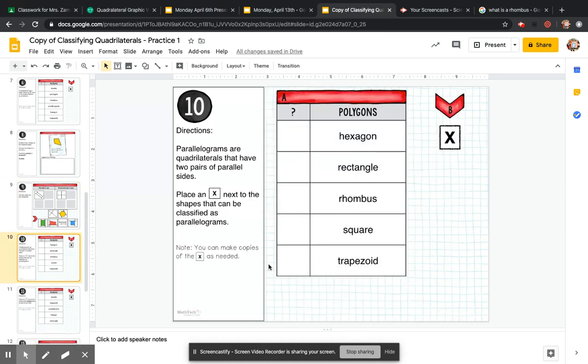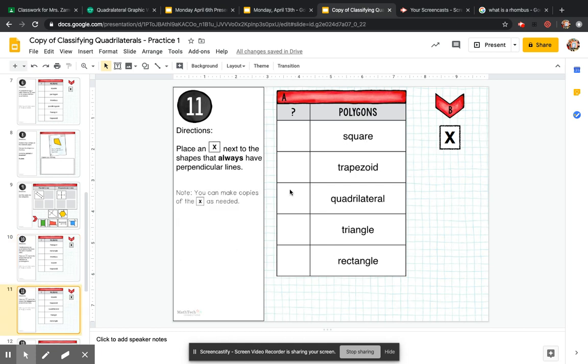Okay, so this one, you're just placing an X on the ones that are parallelograms. Parallelograms are quadrilaterals that have two pairs of parallel sides. Again, a parallelogram is a shape that has two pairs of parallel lines. Okay, two pairs, not one pair, two pairs. So think about that one carefully.